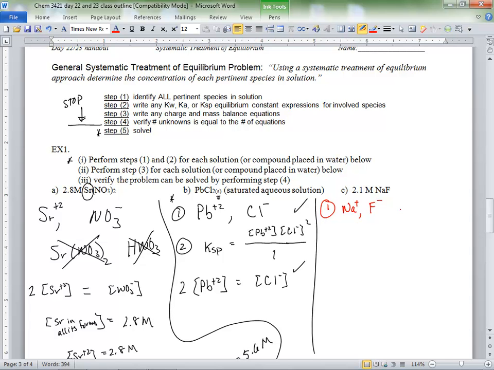So if you're not sure what all to write in step 1, just go on, because you can always add things to that if you find out that you need them. See what I mean? So if you see sodium and fluoride, fine. There might be more. Let's try step 2. Write any KW, KA, or KSP. You can definitely write KA, right? So step 2, write that KA. Products over reactants, right? H plus, F minus, all over HF.